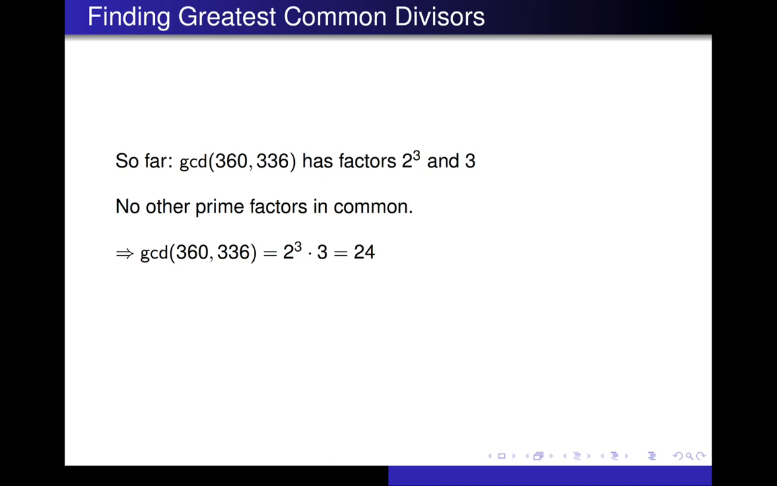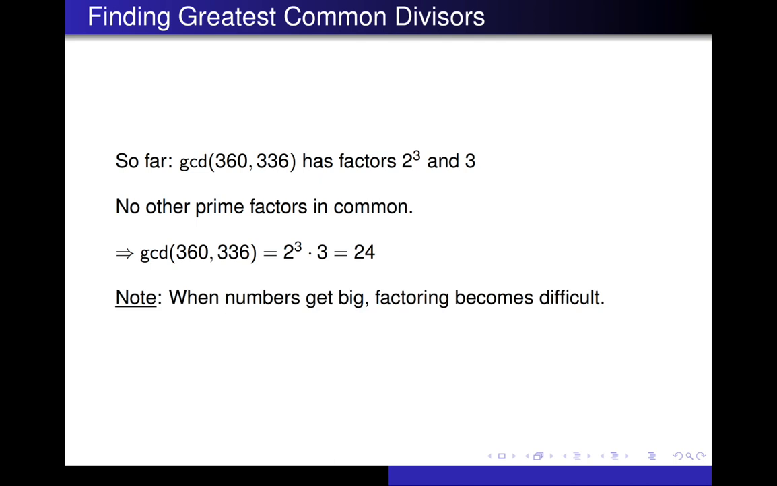So if you get a prime factorization, then finding the GCD is actually pretty straightforward. However, we should note that when the numbers get pretty big, factoring can become difficult. Even finding a prime factorization can be tough. So this strategy is only going to take us so far. We are going to, however, find some better strategies in a little bit.